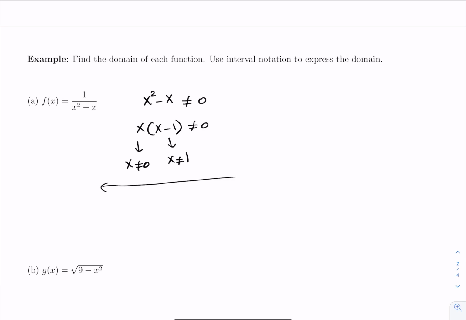So looking at the real number line, I don't want 0, I don't want 1. Everything else is okay. The domain of this function will be open negative infinity to open 0, union, open 0 to open 1, union, open 1 to infinity.